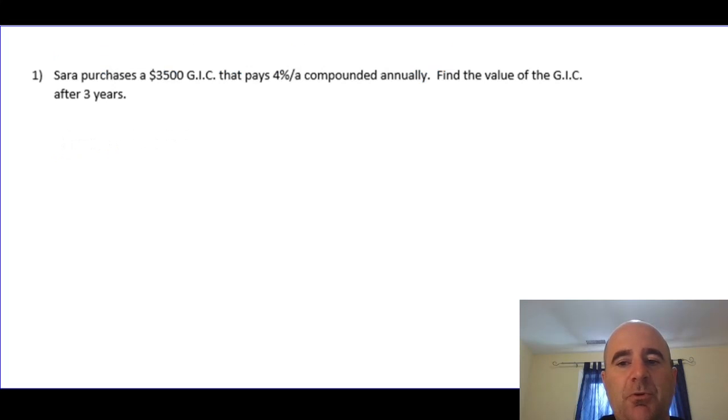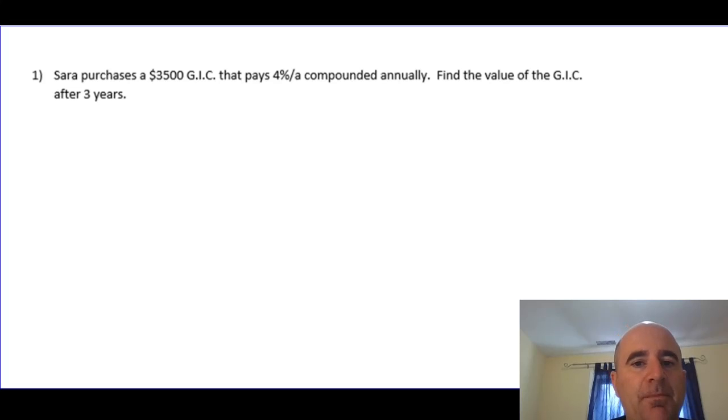So in the first example we're going to look at today, we've got Sarah purchases a $3,500 GIC that pays 4% compounded annually. So a GIC stands for Guaranteed Investment Certificate, and that's something that you would get from the bank if you had some money that you wanted to save. In this case, we have 4% interest, and it's compounded annually, which means you get interest once a year. They calculate interest once a year.